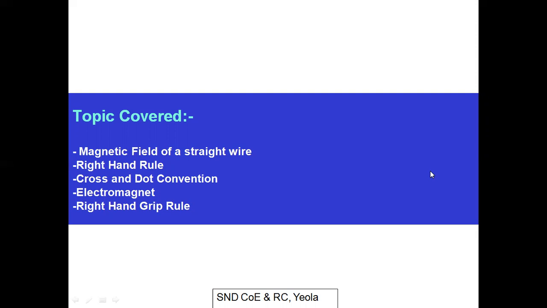In the last lecture, we studied the introduction to electromagnetism and the basic rules of magnets. So now let us see what an electromagnet is.